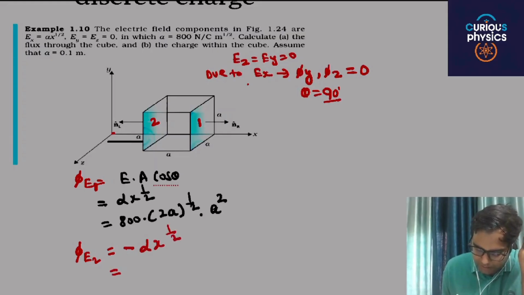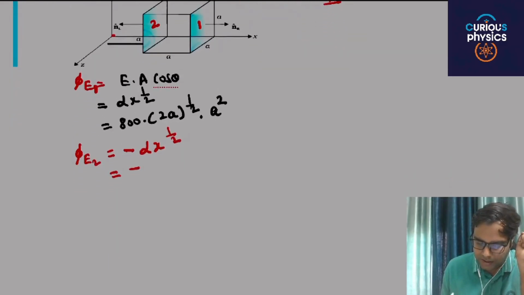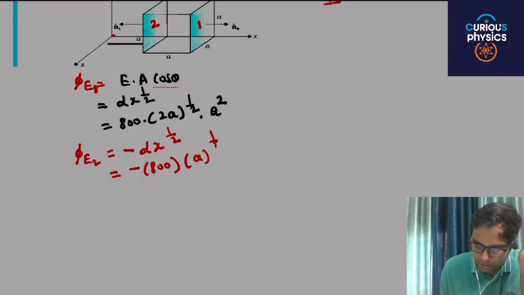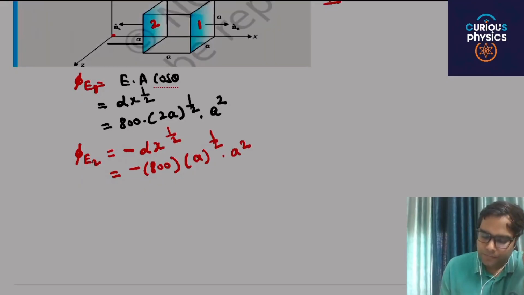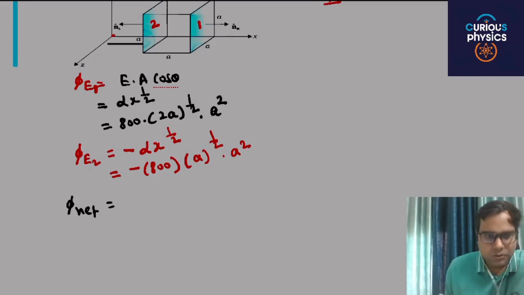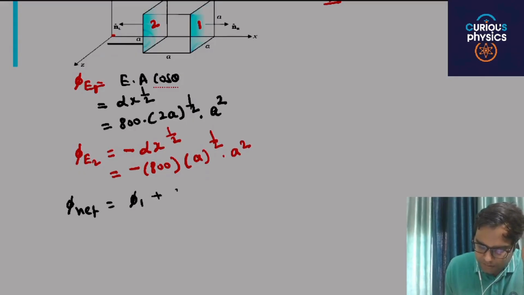Here alpha is again with a minus sign, cos 180 is minus 1. So 800 into, you can say here x is A to the 1 by 2, and area is again A square. So the total phi net is, you have to add both the values. The phi net is phi 1 plus phi 2.